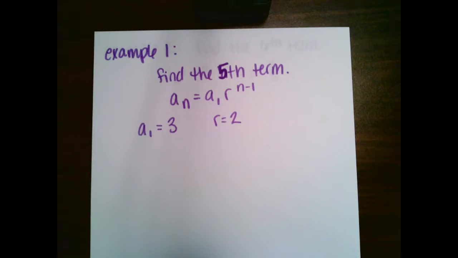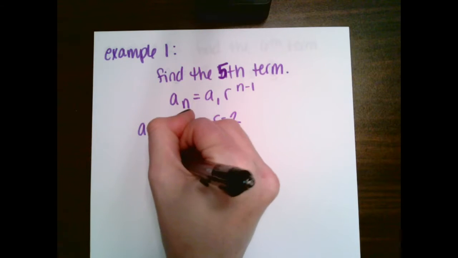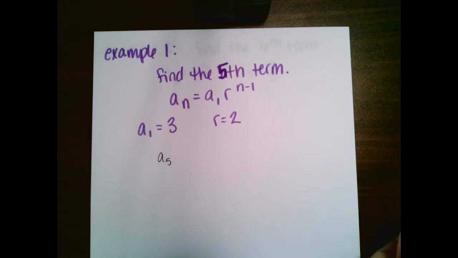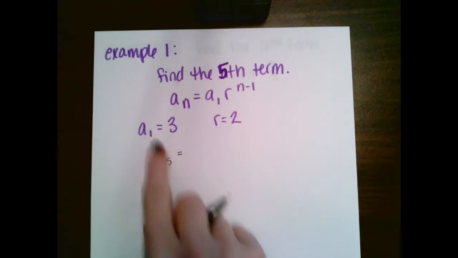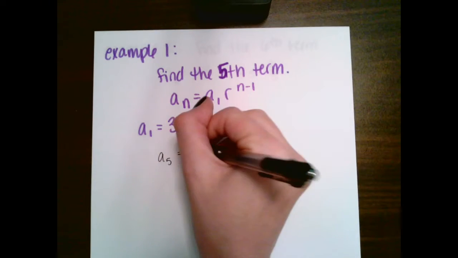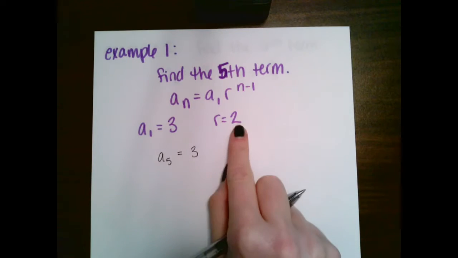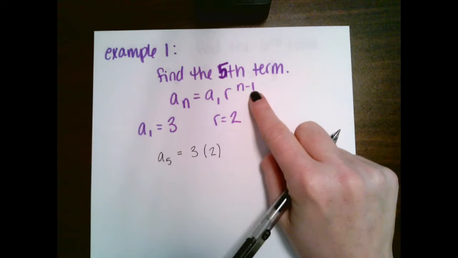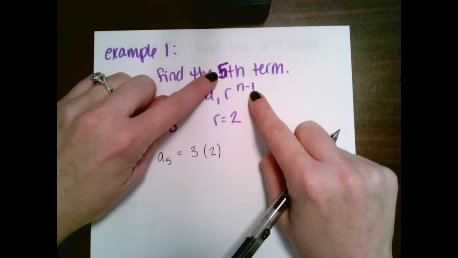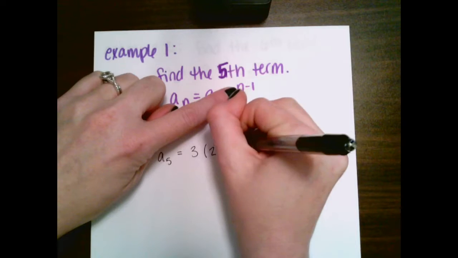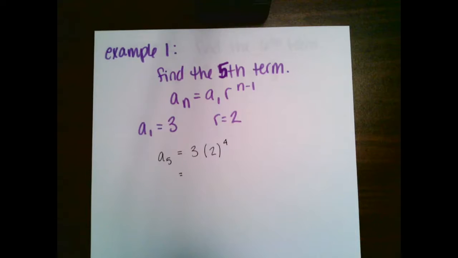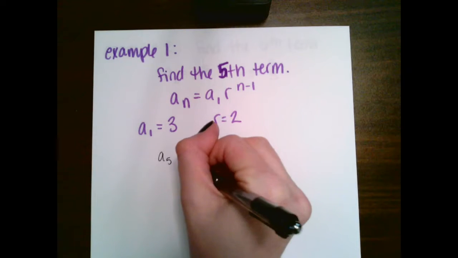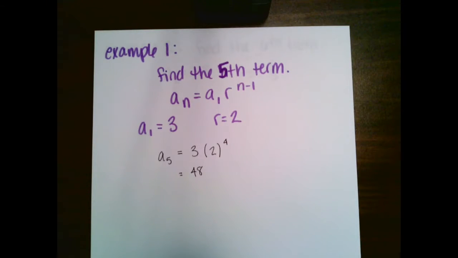So we're going to use that formula to find the fifth term. So we're looking for the fifth term. I'm going to substitute 5 there. Equals, the first term was given to us here as 3, times the common ratio, which was also given to us, of 2, to the power of n minus 1. Well, if we're trying to find the fifth term, you take 5 minus 1 is 4. Okay? 2 to the fourth power times 3 is 48. So that's the fifth term.